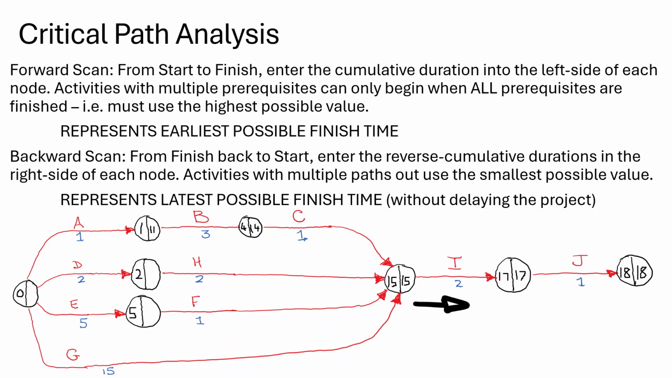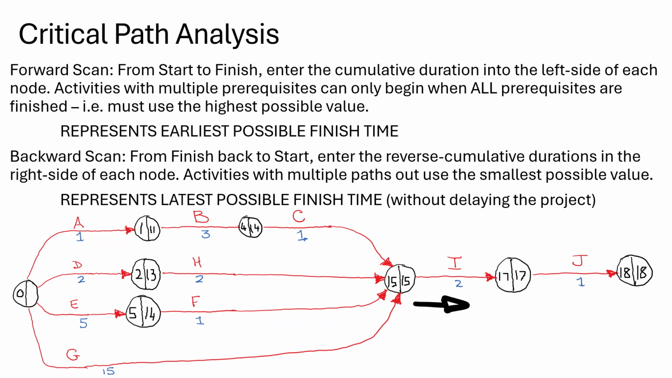15, take 2 is 13. And then 13, take 2 would be 11. But we can't put that in for the reason I just described. 15, take 1 is 14. Okay, 14 take 5 is 9. Again, not putting that in. Have to consider all the options. So now the final option is 15 take 15, which would give us 0.